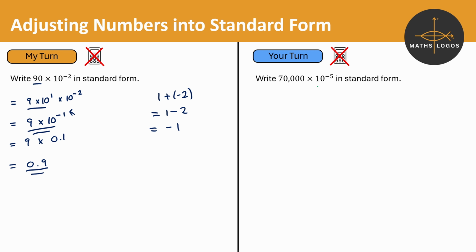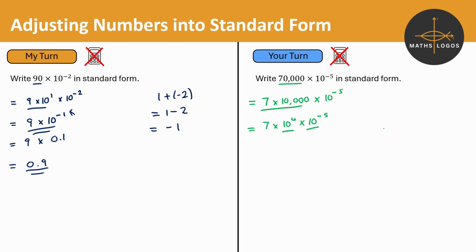Write 70,000 multiplied by 10 to the power of negative 5 in standard form. Let's take our 70,000 and we'll write that as 7 multiplied by 10,000. You might be able to go straight to 10 to the power of 4 there, and that's okay. Multiplied by 10 to the negative 5. I've taken my 70,000, I've turned it into this. I then need to turn this 10,000 into a power of 10. Well, that's 10 to the power of 4 because there are 4 zeros. And then I need to multiply that by 10 to the power of negative 5.